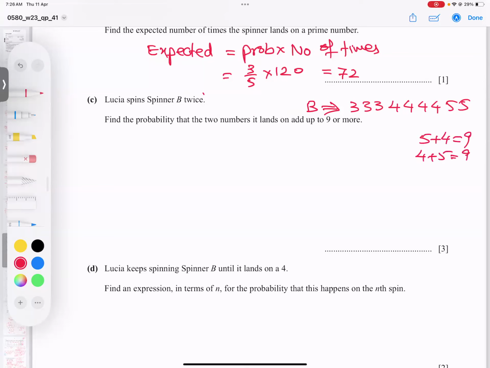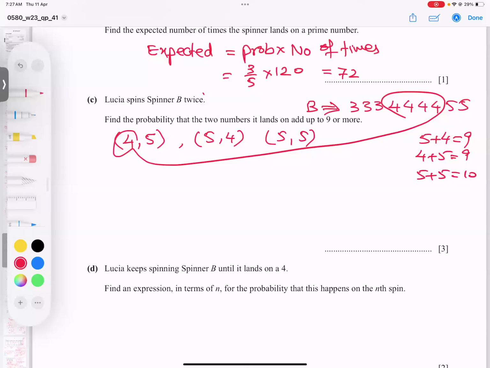For example, the first spin lands on 4, the second on 5. Second option, the first lands on 5, the second on 4. And then we have to talk about 5-5. You can ask one question: sir, why not 5-5 two times? But how do we differentiate which 5 comes before and which comes later? That is why when the same numbers come, we cannot write it like this. So what are the chances of 4? It is very clear: the chances of 4 is 4 out of 9. And what is the chance of 5? Naturally 2 out of 9.